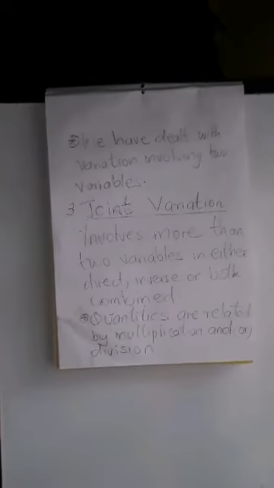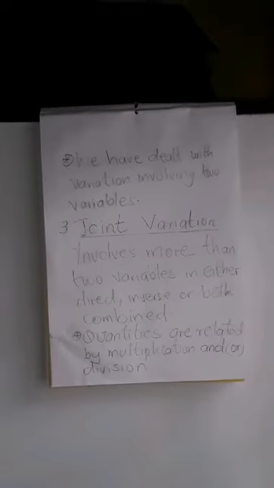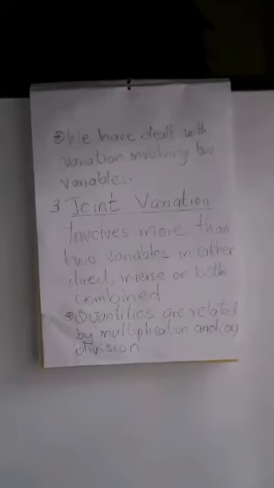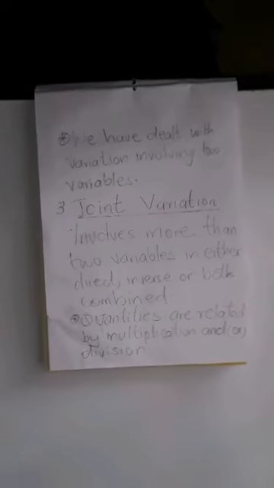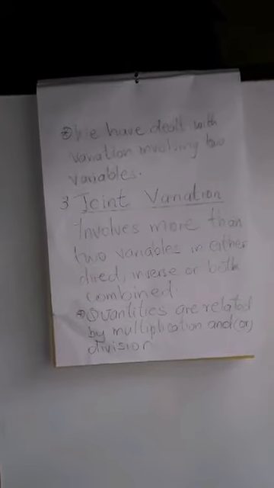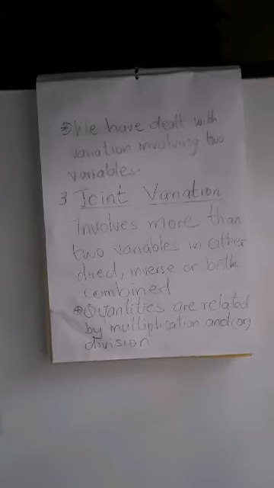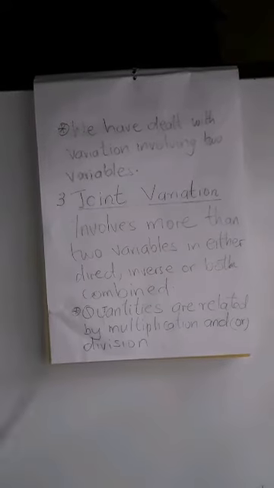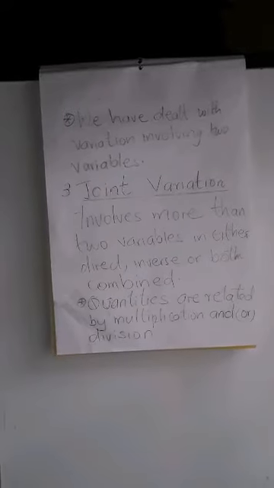So we have now dealt with the variations involving two variables, the direct and the inverse. They're just dealing with two variables. In the next part, we look at joint variation. Now, this will involve more than two variables, in either a direct or inverse or both of them combined. Quantities are related by either a multiplication or a division or both of them.